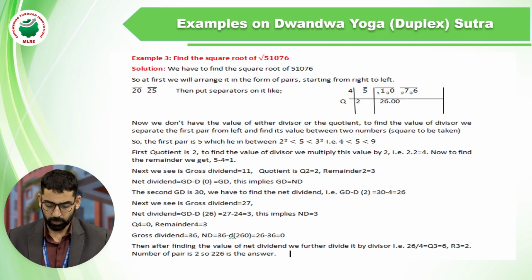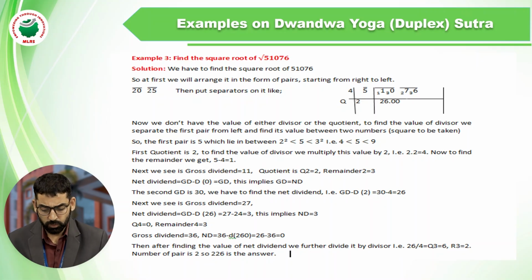And let's move to one more example, that is 51076. Now this is a 5-digit number. In our previous example that was a 4-digit number, and in this example that is a 5-digit number. And how to find the square root of 51076, a 5-digit number? Use our Dwandwa Yoga or Duplex Sutra. Again I am telling you that if you don't understand this method, you have to watch the videos on the vernacular method of division, finding the division of numbers, in our previous lectures.